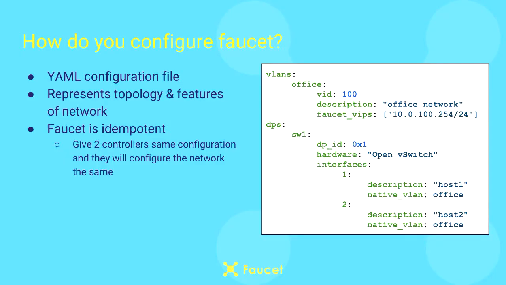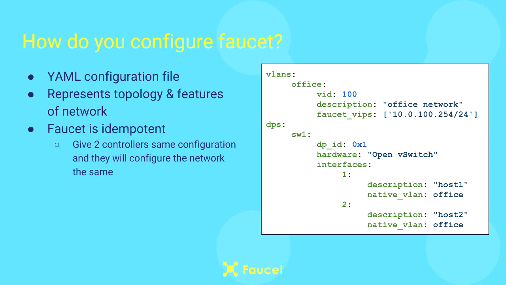So how do you configure Faucet? It's YAML. The YAML represents your topology and features, IP addresses, that kind of thing. Here's an example config, a pretty simple one. We have one VLAN with a VLAN ID of 100. You can add a description so that it appears later in Prometheus, which keeps it labeled for you. Faucet can have a number of virtual IPs on your network, which is useful so that you can use Faucet as your next hop. It'll participate in the network, and it can be v4, v6, whatever you want.